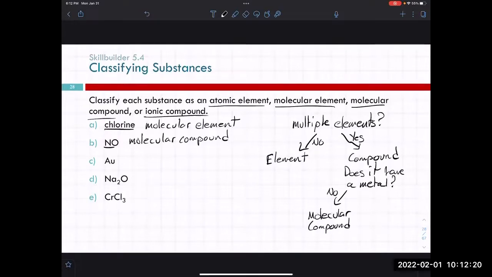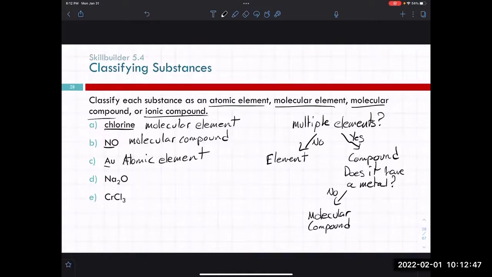So for C, do we have multiple elements? No. Is it one of the special ones? It is not, because those are only nonmetals. So it's an atomic element.